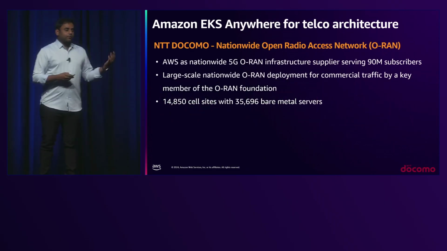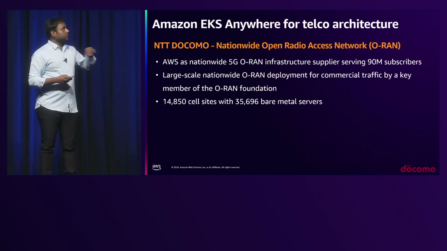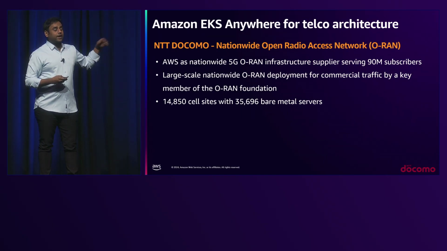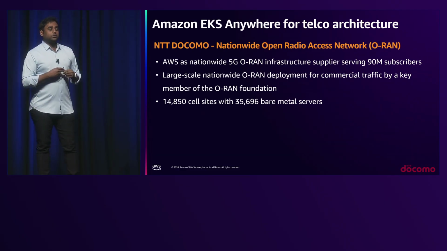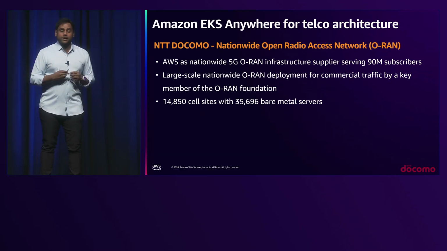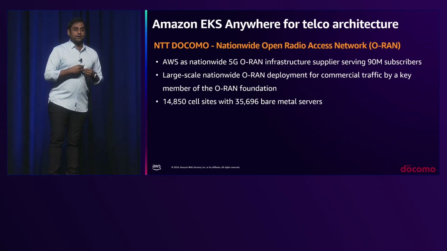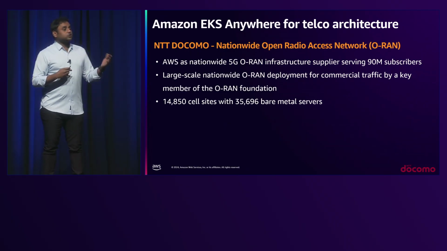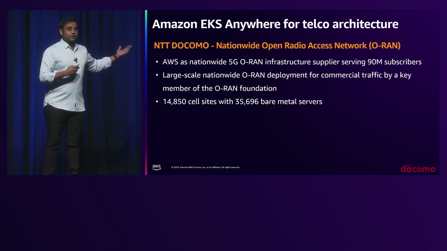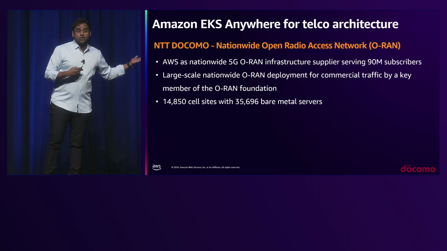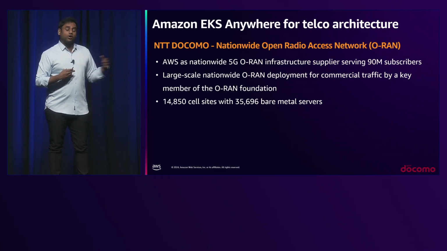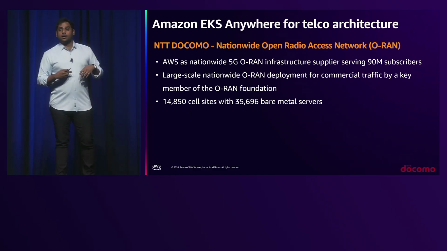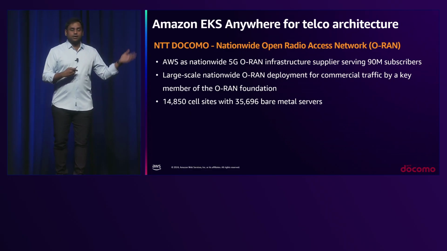And particularly, we want to emphasize or introduce you to a specific use case where EKS Anywhere enabled a Japanese-based telco customer to deploy their nationwide open radio access network architecture across Japan, almost serving 90 million subscribers. And this particular topology, where EKS Anywhere is used as the container as a service option, constitutes almost 15,000 different cell sites with more than 35,000 bare metal servers, including all the sites that we have seen just now.